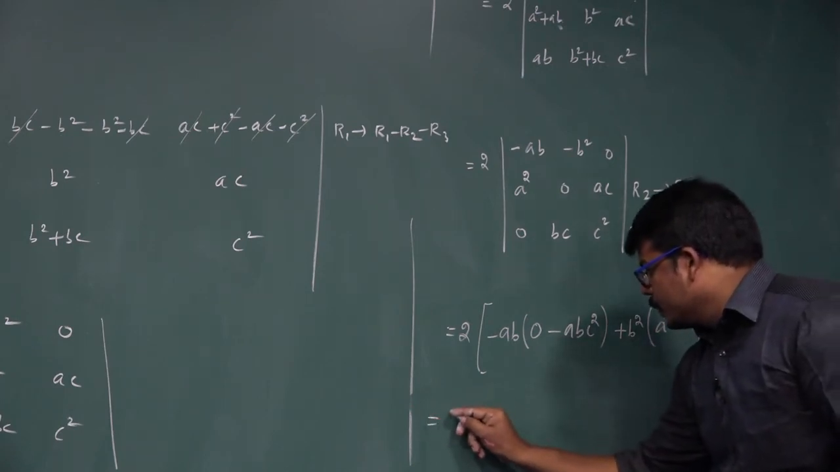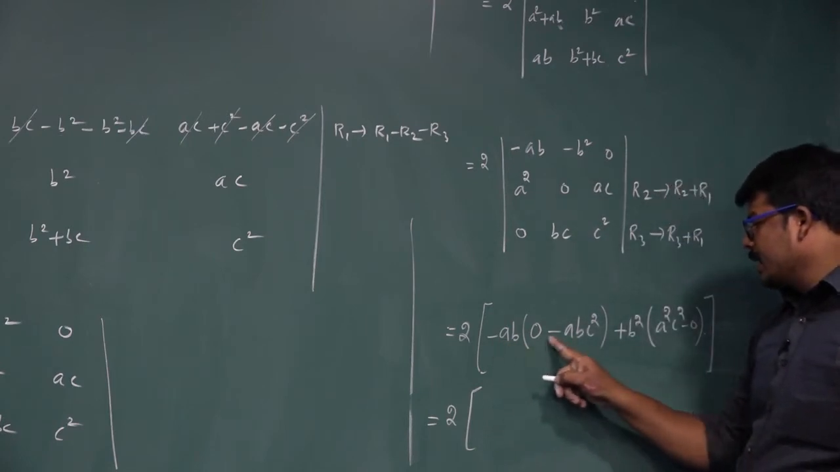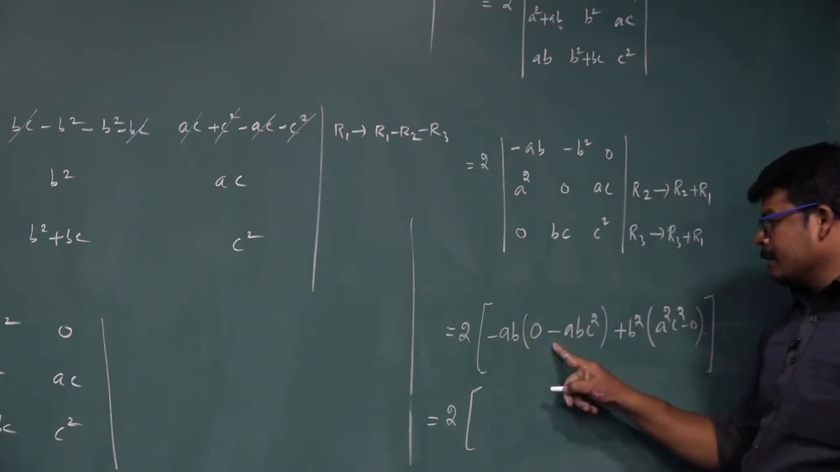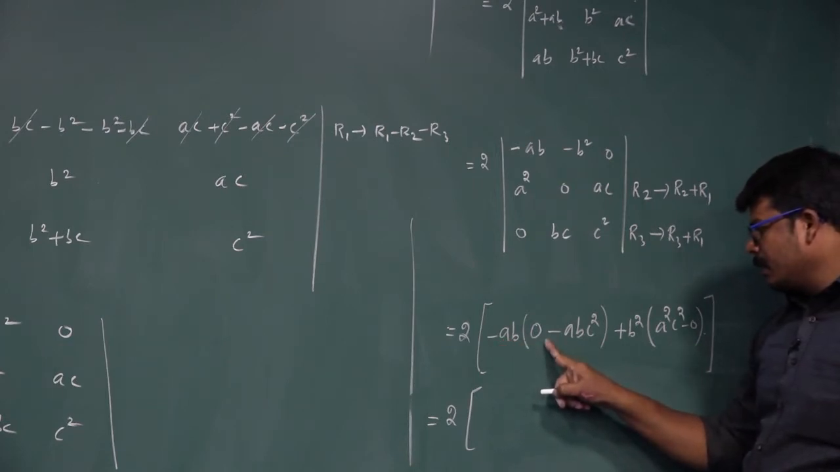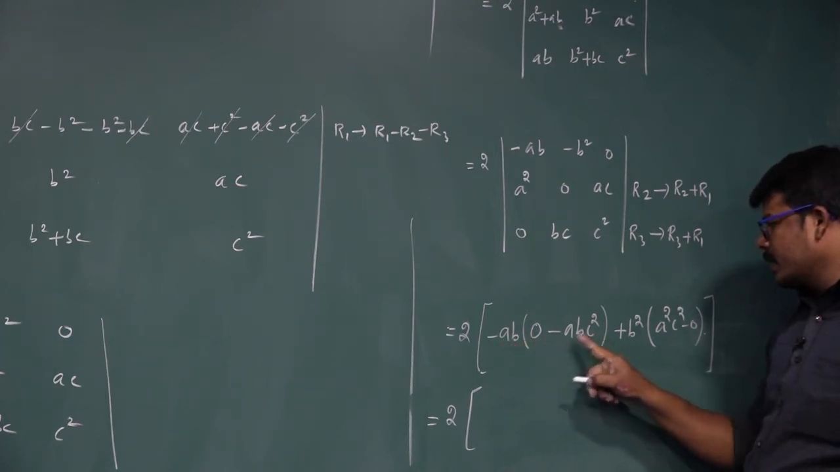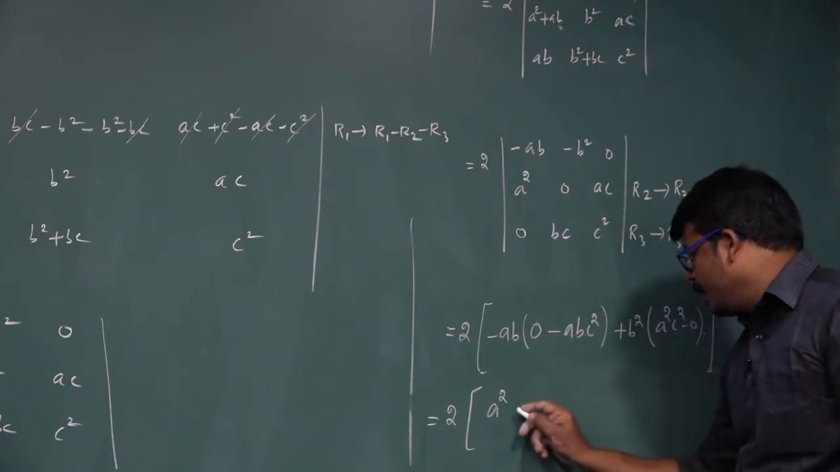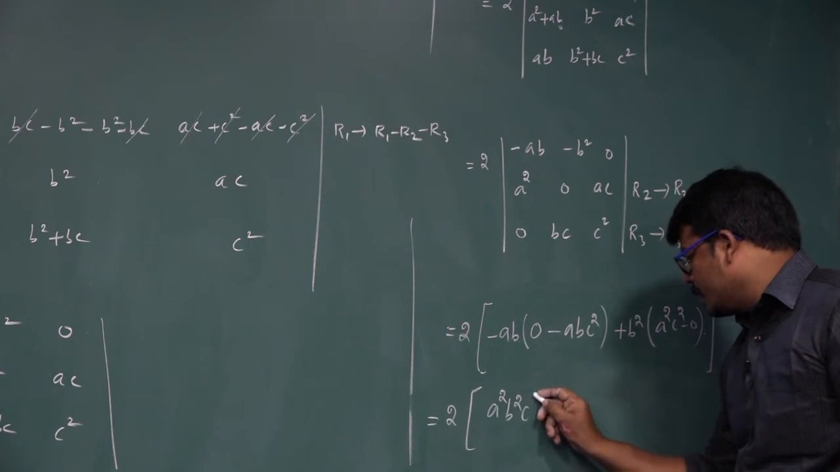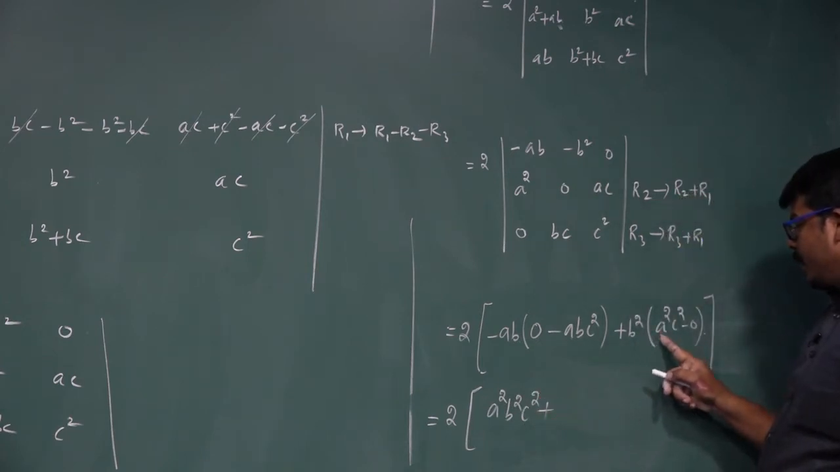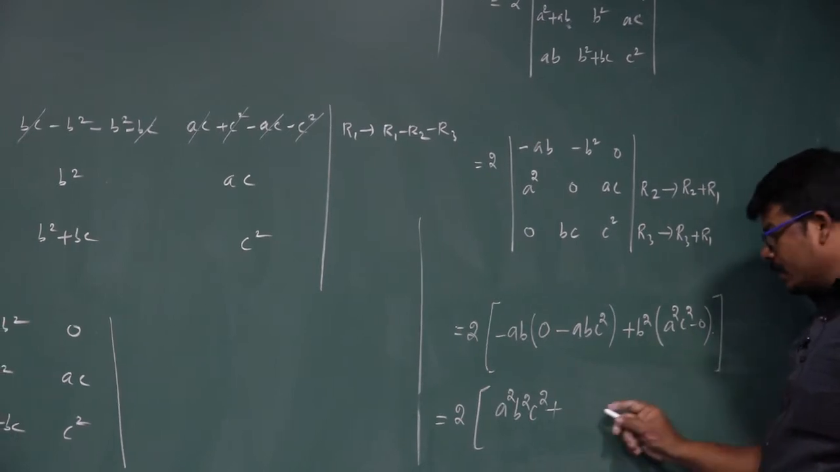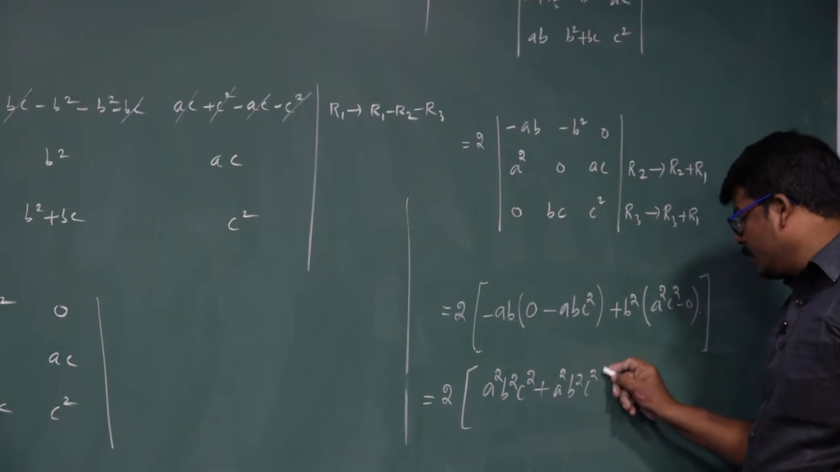That is equal to 2 into minus AB into minus plus. Minus into minus, minus AB into 0 is 0. Minus into minus is plus. A into A square, A square. B into B square, and that is C square. Plus B square A square, C square is A square B square C square.